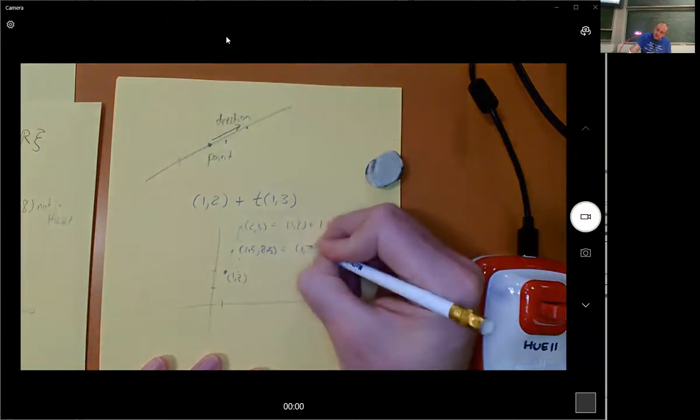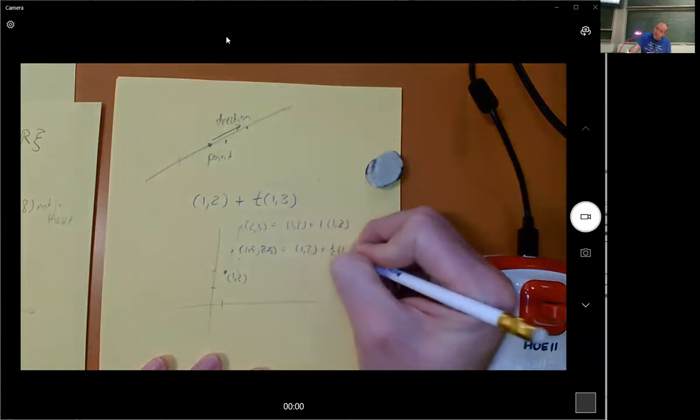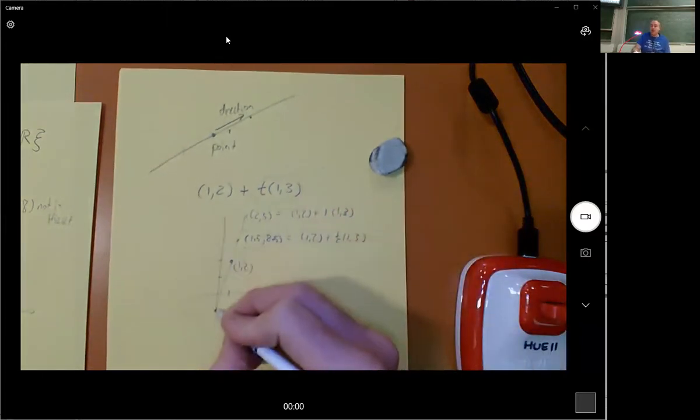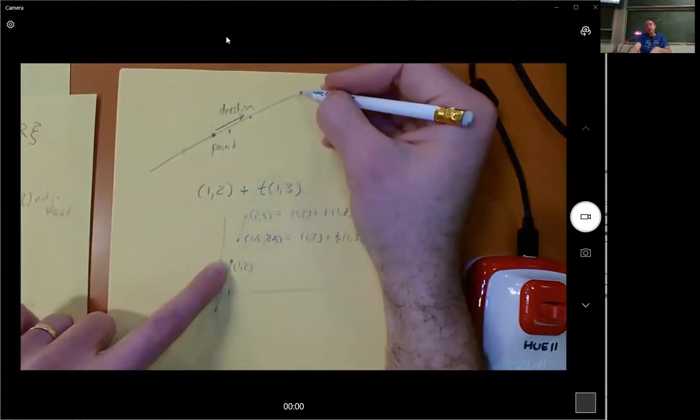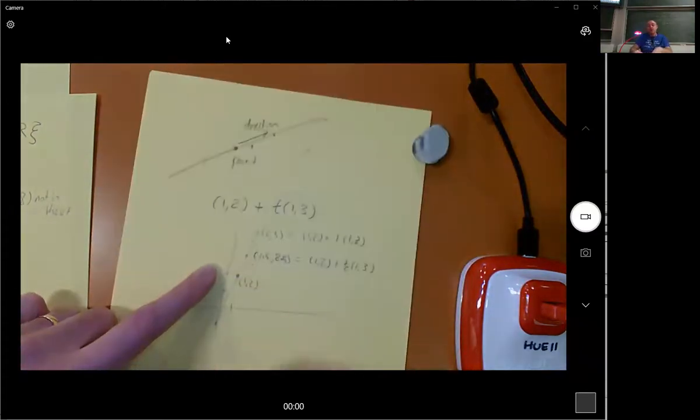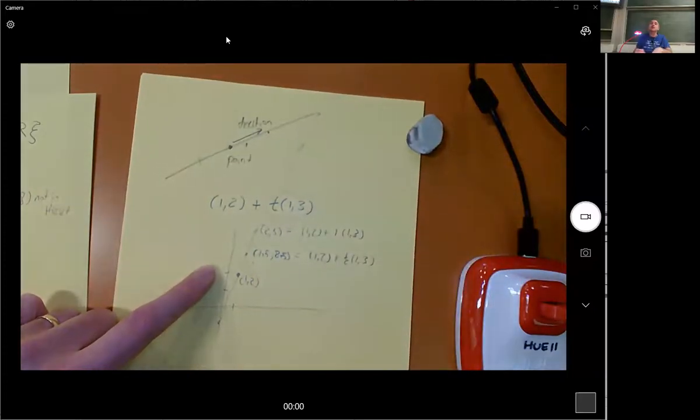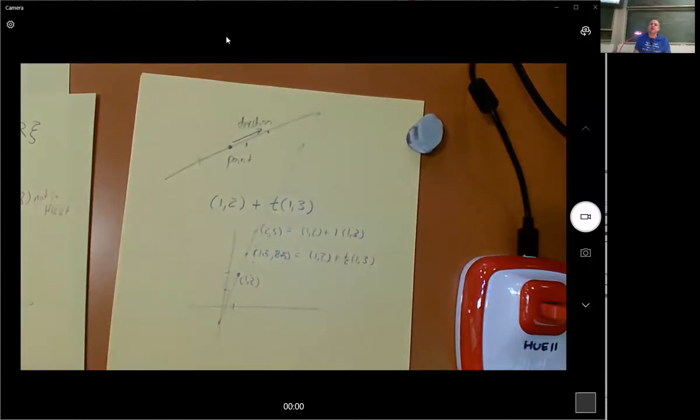And that would be 1, 2 plus half of the journey 1, 3. Or I could go minus the journey 1, 3, which would be here, or 5 times the journey 1, 3 from there, which would be here. And every one of those journeys would land at a different point, and all those points would be on this line. How does that feel? Okay. And that works perfectly well in 3D as much as it does in 2D.